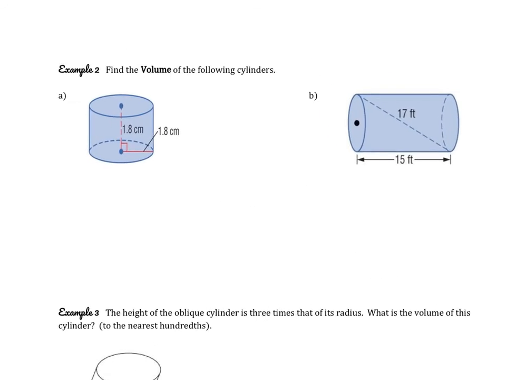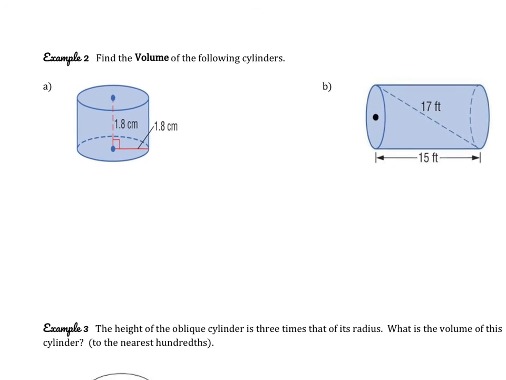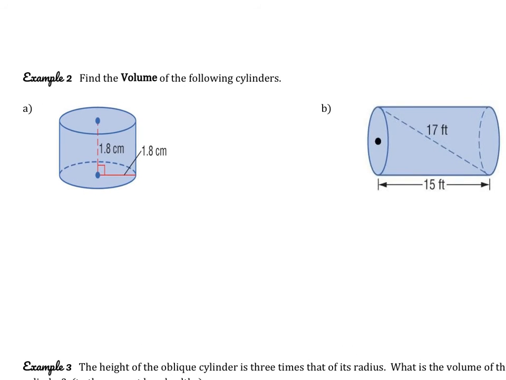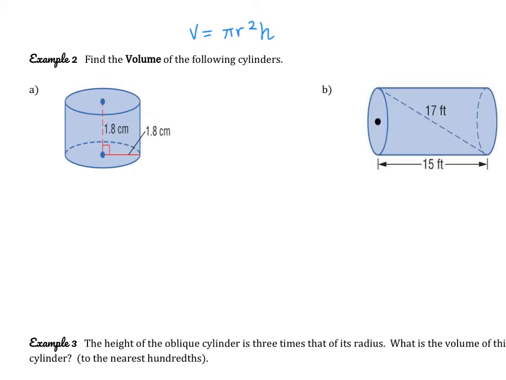Okay, let's try this next example together. So here we're going to be finding the volume of these different cylinders. So remember, volume is going to be the area of our base times the height. For a cylinder, that becomes pi r squared, which is the area of a circle, which is our base, and then times the height. So here in example A, we can see that we have a radius of 1.8, and we also have a height of 1.8.